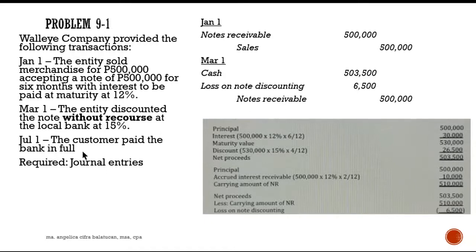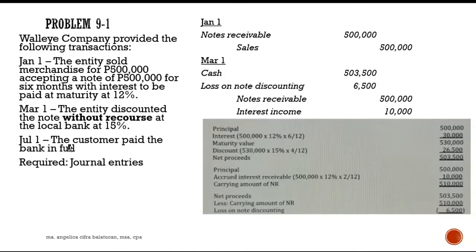The customer fully paid the bank in full. So, he paid in full. Or, is there anything left to be answered? So, sorry, I forgot. Credit to interest income. Back to it. Okay, so debit cash, 503,500. Then we have loss on note discounting, 6,500. And then credit note receivable, 500,000. And we have the interest income, this 10,000. So, that's credit to interest income.